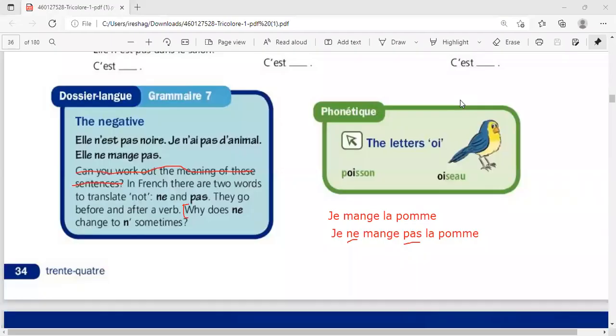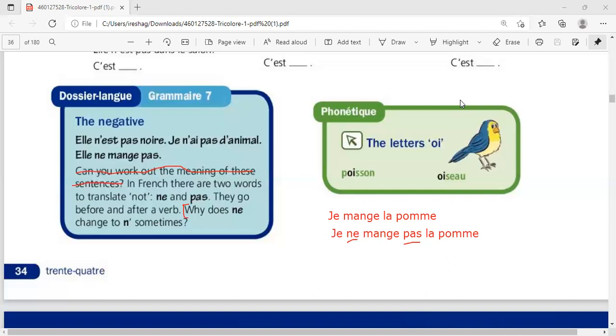Okay, it says in French there are two words to translate not, that is ne and pas. They go before and after a verb. It's important. So in English to say not, you have one word, right? So here you always use ne and pas both. And ne is always coming before the verb and pas is coming after the verb.